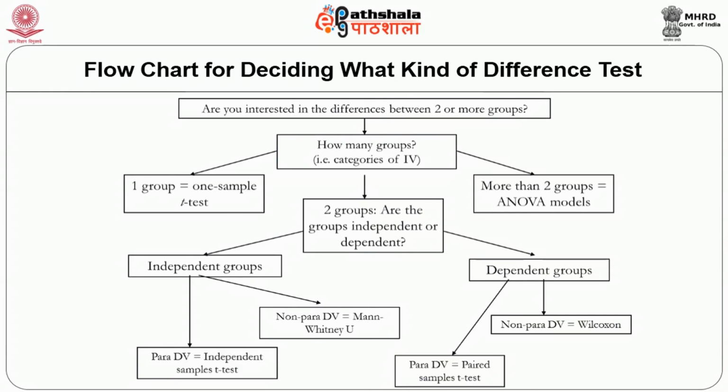If it is two groups, then I ask whether they are independent or dependent. If independent, I go for a two sample t test. If they are dependent, I go for a paired t test. If they do not follow the normality assumption and the distribution is not normal, then I go for a Mann-Whitney test, which is a substitute for a t test, and a Wilcoxon test, which is a substitute for the paired sample t test. So this is the flow diagram showing how and when you can use each test.